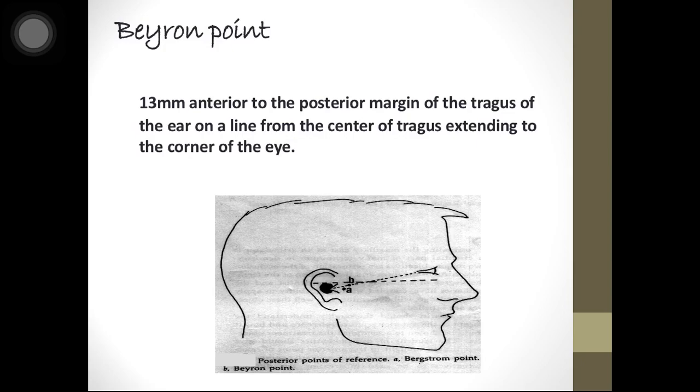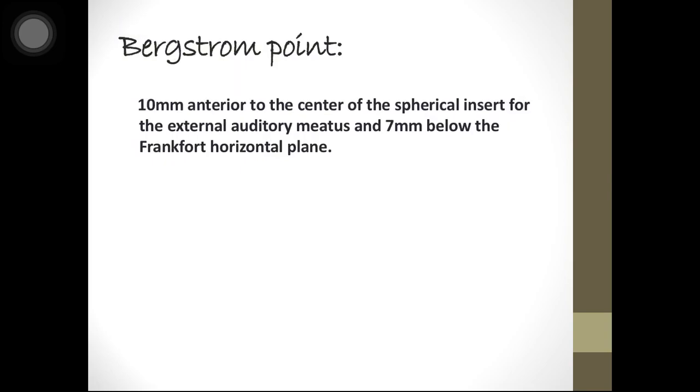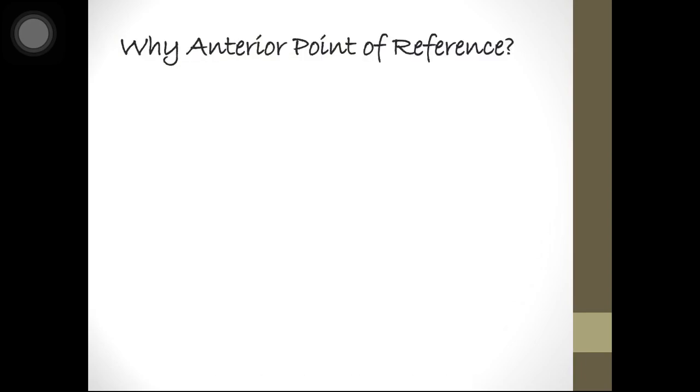We use an approximate point called Beyron's point, which is 13 millimeters anterior to the posterior margin of the tragus of the ear when a line is drawn from the tragus extending to the corner of the eye. For most patients, this point is within 5 millimeters of the true hinge axis of that individual patient. Bergstrom point is 10 millimeters anterior to the center of the spherical insert for the external auditory meatus and 7 millimeters below the Frankfurt horizontal plane.